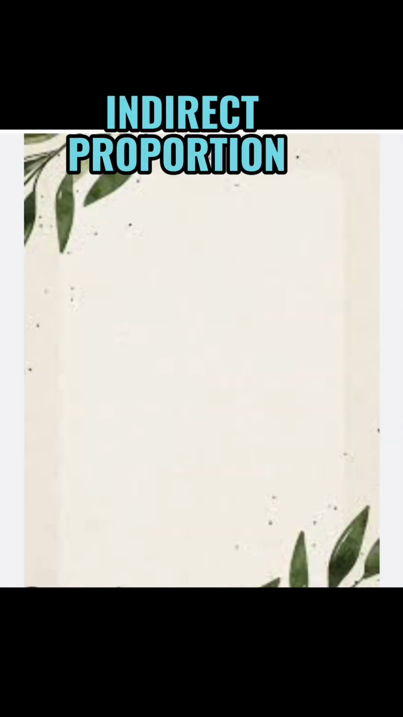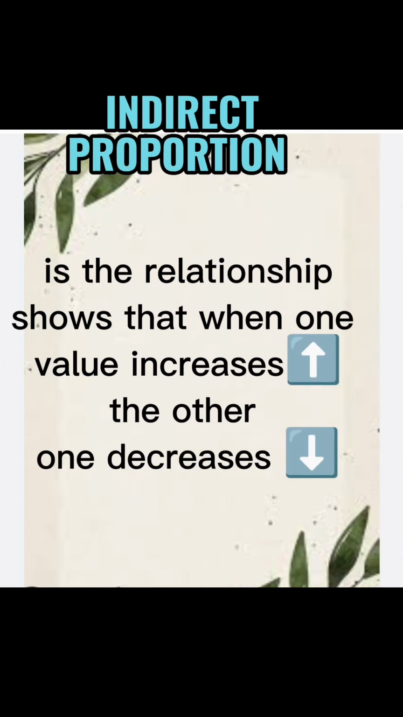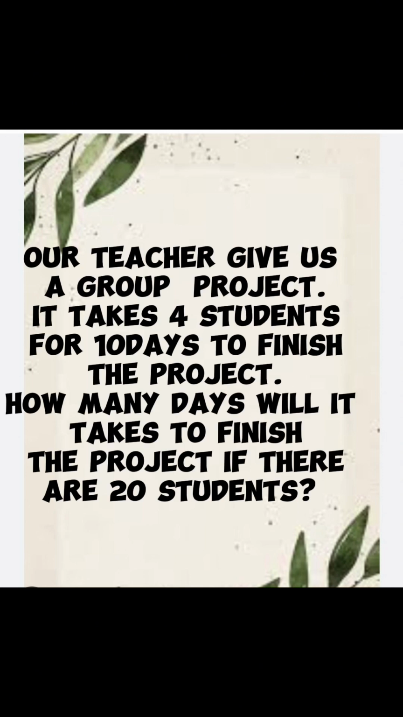The second type of proportion is the indirect proportion. An indirect proportion is a relationship that shows that when one value increases, the other decreases. Here's the example. Our teacher gave us a group project. It takes 4 students 10 days to finish the project. How many days will it take to finish the project if there are 20 students?